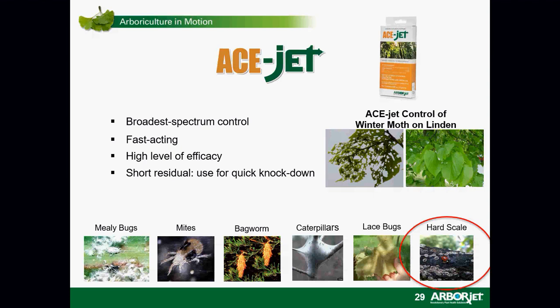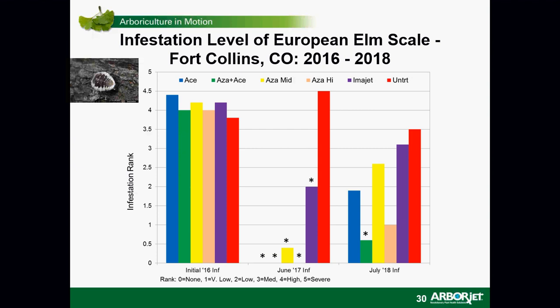I made mention of a research trial that we conducted. This was for European elm scale. For this particular insect in Colorado, they've seen a fair amount of resistance developing against imidacloprid. So we're looking at some alternatives, including the use of acephate alone or in combination with azadirachtin or Azosol.